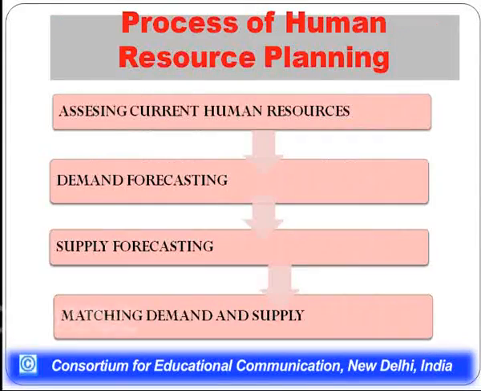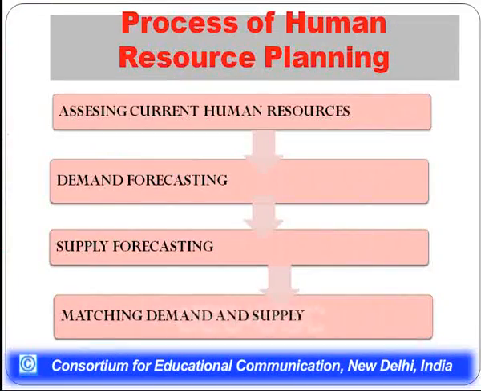So now we have human resource planning. Human resource planning is basically a process. It is a continuous process. And here we see in the slides that we have to assess the current human resources. We have to do the demand forecasting, that is, how many people we need in an organization. We have to see how much supply there is in the organization, that is, the current workforce.